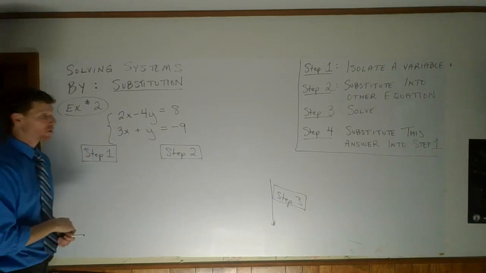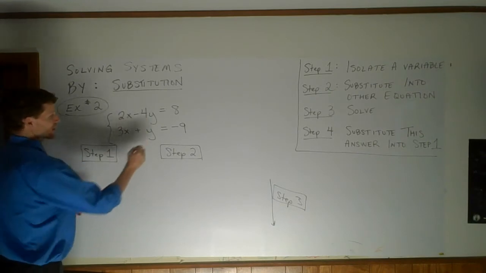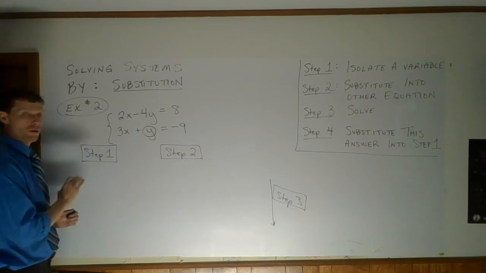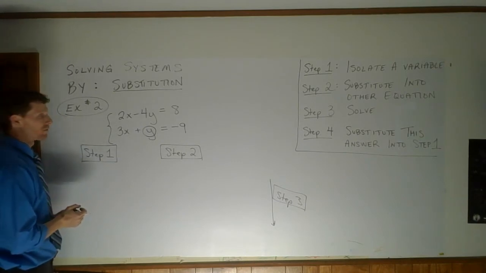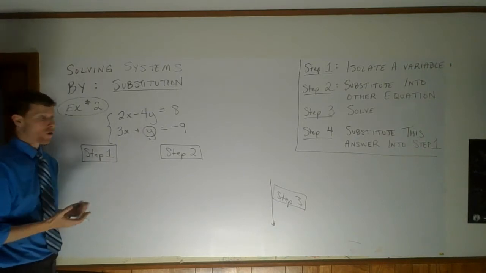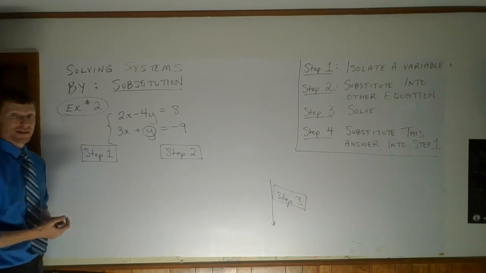In the last video, we learned to look at the letters and choose the one that does not have a coefficient, or whose coefficient is just 1. That will always be the easiest variable to solve for. In the last example, that was an x. In this case, it's a y. It doesn't matter. You don't have to do x first. You don't have to do y first. You get to make the decision that makes your life easiest.